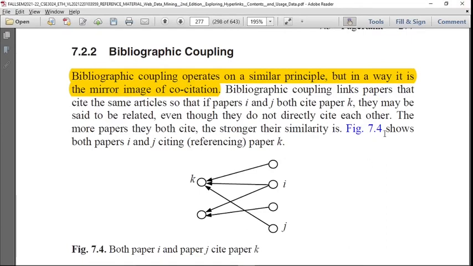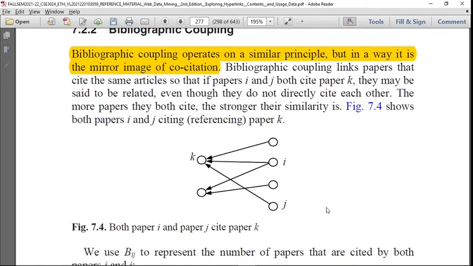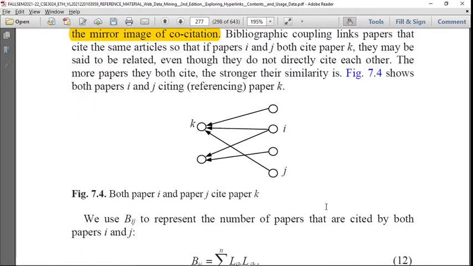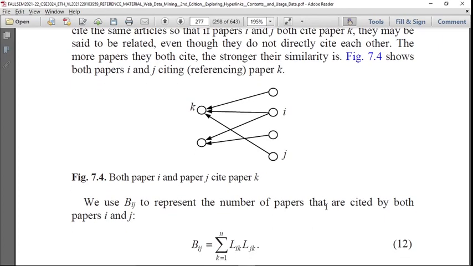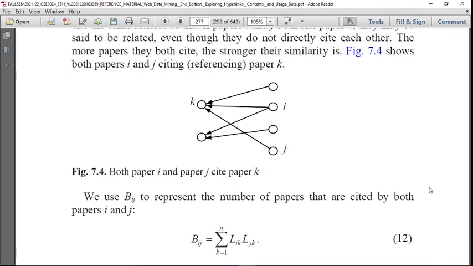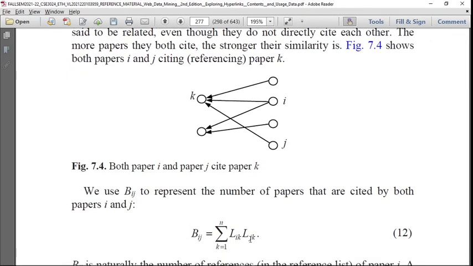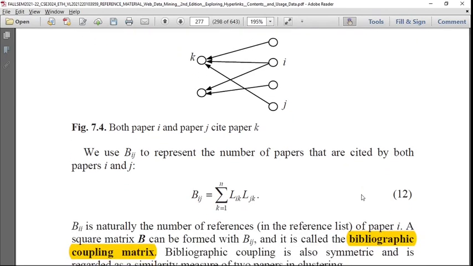Figure 7.4 shows both paper J and paper I citing paper K. We use Bij to represent the number of papers that are cited by both paper I and paper J. That means, for paper K, let's say there are Bij number of such papers. So Bij can be represented like this: the sum of Lik times Ljk, where k goes from 1 to n. So this is Bij. Bii is naturally the number of references of paper I.